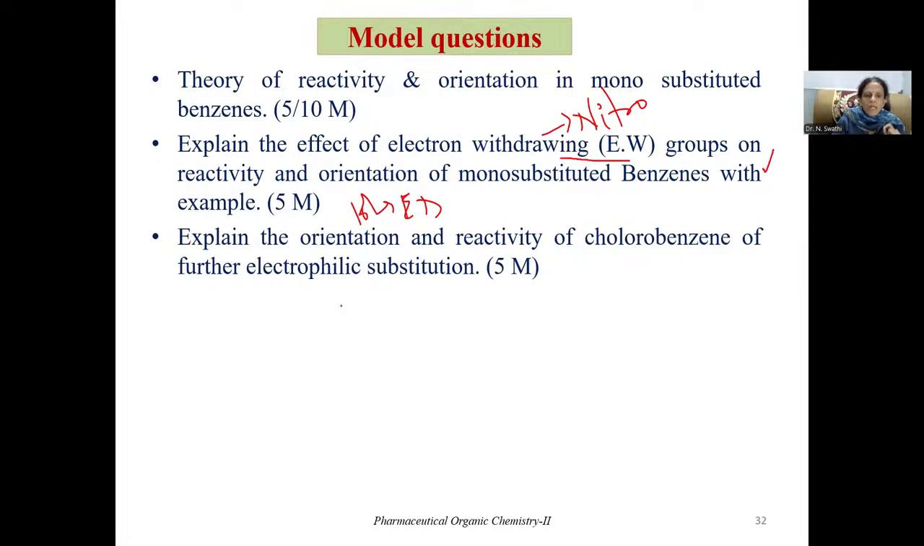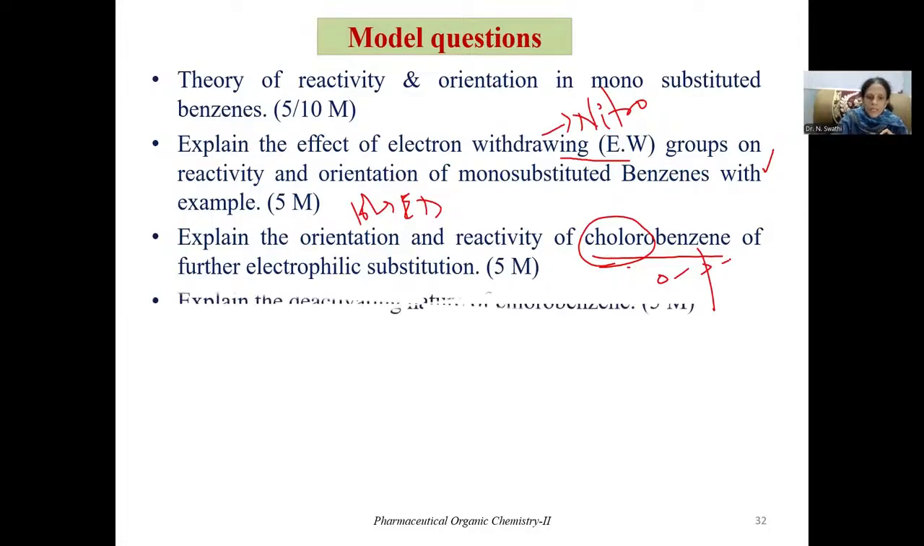Explain the orientation and reactivity of chlorobenzene in further electrophilic substitution reaction. We have discussed toluene and nitrobenzene, but here they have asked for chlorobenzene. Chlorobenzene reactivity is less, but even though chlorine is a deactivating group, as I discussed in that schematic diagram, the chloro group is an ortho-para director. So you will write the products. You will take as an example either sulfonation or nitration of chlorobenzene. But when it comes to the products, you will give ortho isomer and para isomer structures only, because chlorine is an ortho-para directing group. And explaining the deactivating nature of chlorobenzene is also asked.